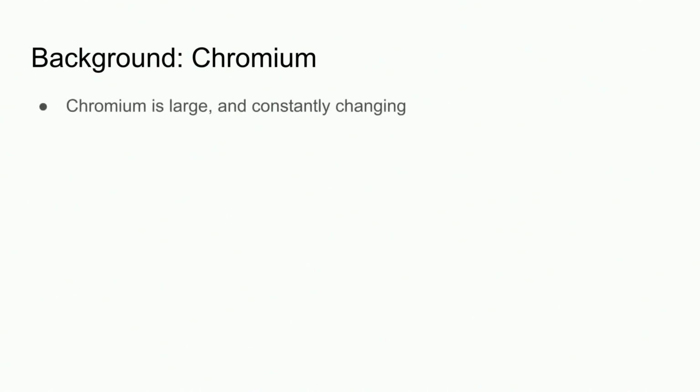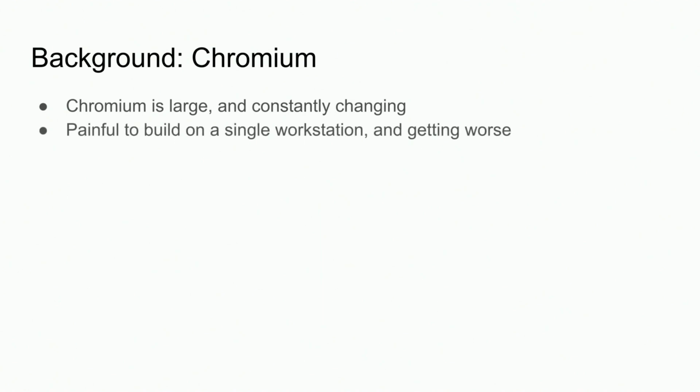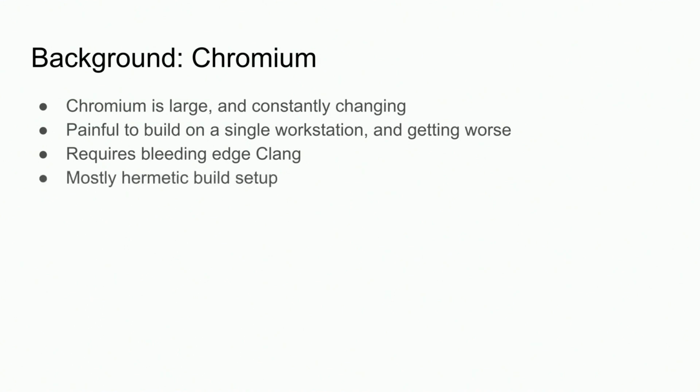Chromium is large and it's constantly changing, and this is pretty bad for a build system. It puts a lot of pressure on us. It's painful to build on a workstation, so much that basically nobody ever attempts this anymore, even if you've got a really powerful workstation. It requires bleeding edge Clang, and there's not much we can do about that because the Chromium team at Google is interested in taking new C++ features all the time. It's a mostly hermetic build setup, which is pretty good. It allows us to get reproducible builds, and it helps with our cache hits.